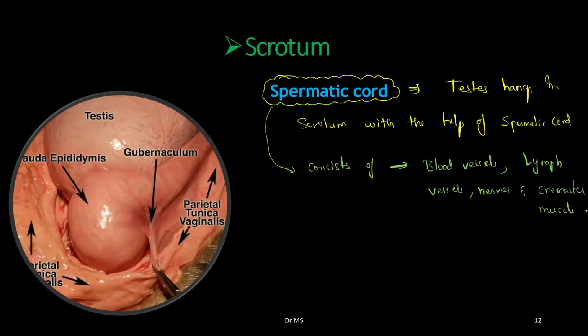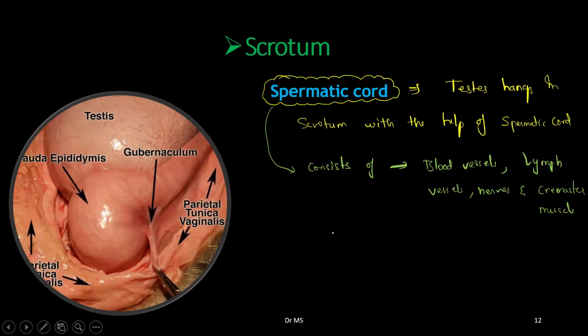For now, understand that the spermatic cord is a tube-like structure which helps the passage of these blood vessels, lymph vessels, nerves, and cremaster muscle. Suppose there is a blood vessel, a lymph vessel, nerves, and a cremaster muscle. All these will be packed inside a layer or tube-like structure that is called the spermatic cord.